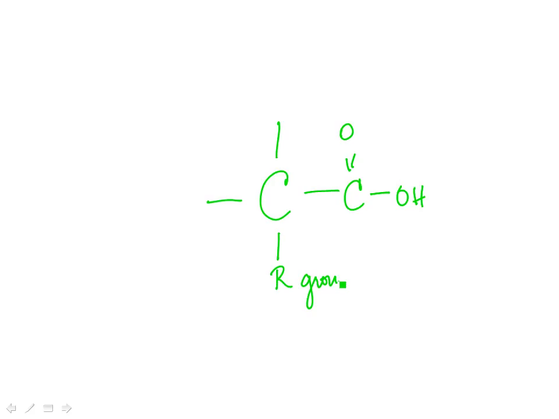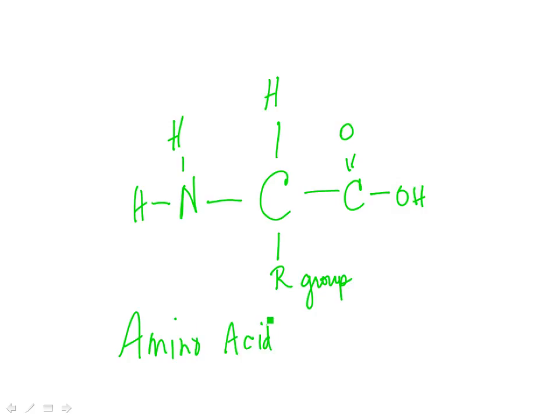The R group is what makes each individual amino acid different. It could be something as simple as a hydrogen in this position, or it could be something like a CH3 group in this position, but it varies from amino acid to amino acid. The R group is a side chain that's going to make it a specific amino acid. Then you're going to have an amino group. And then you're going to have a hydrogen. So this is the basic construction of an amino acid.